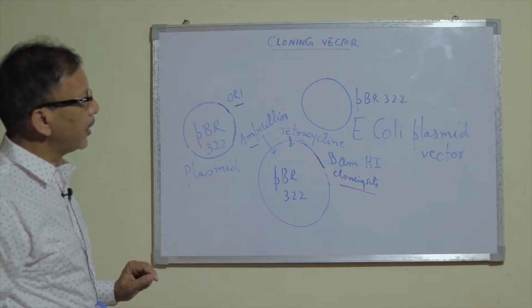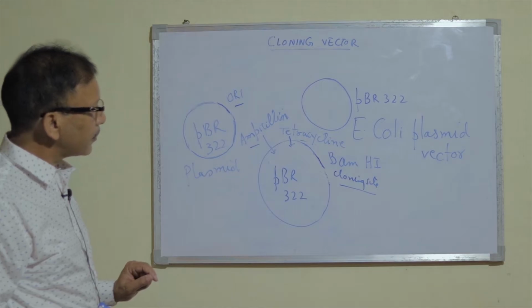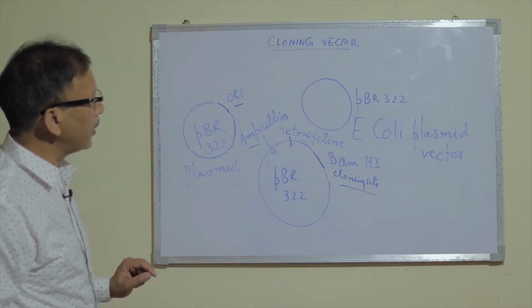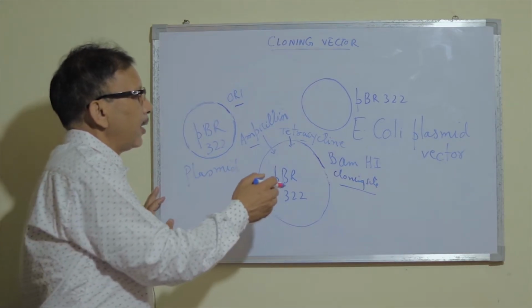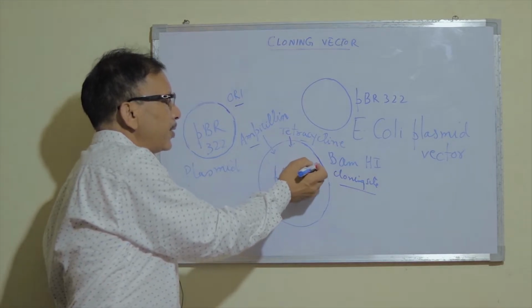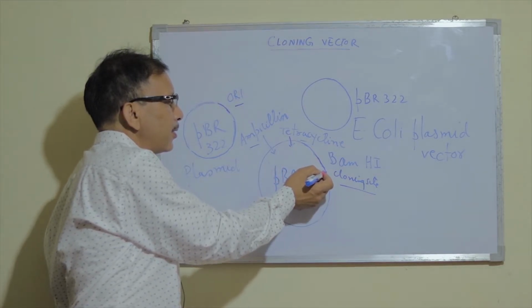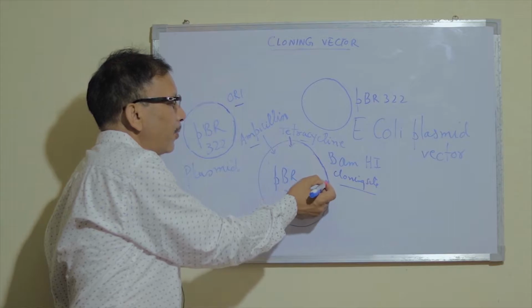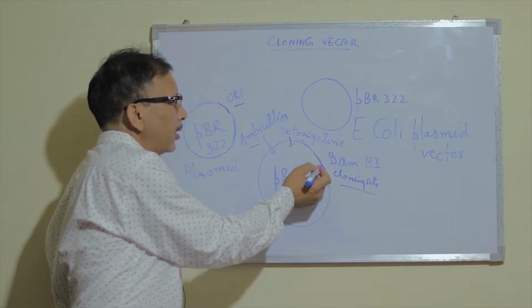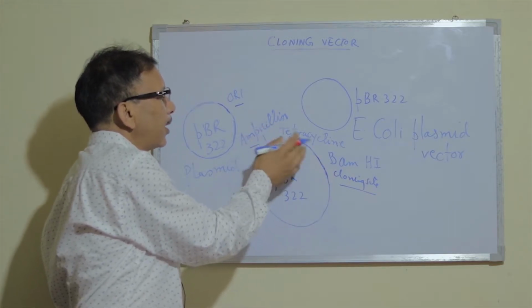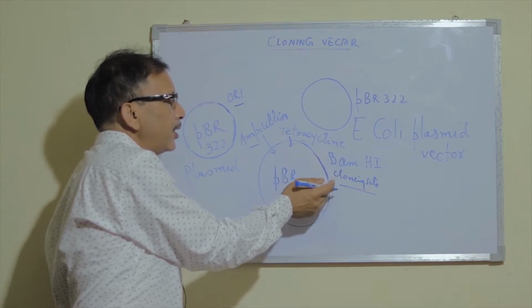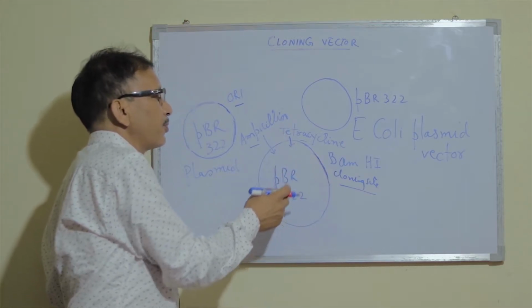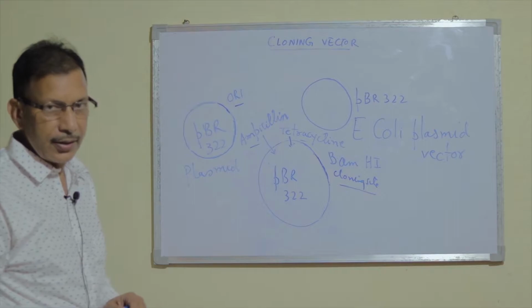So now we can use the E. coli plasmid vector. We can use the transformant here. These are called selectable markers, which can differentiate the transformant from the non-transformant.